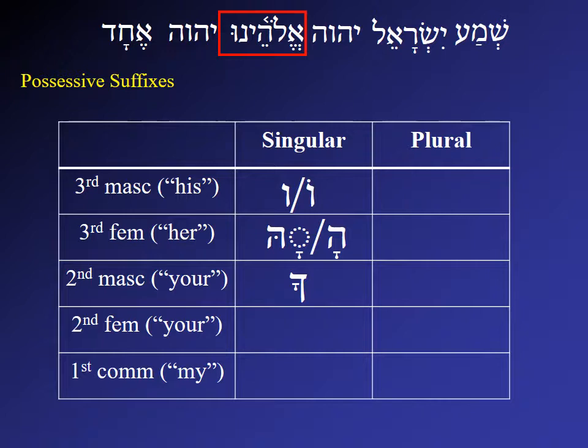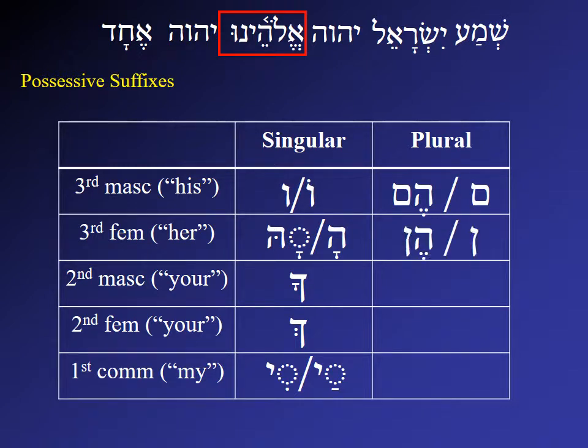Second masculine singular, your, kha, kaf with a little bow tie. Second feminine singular, kh, kaf with a little pearls. First common singular then is either e or i, and we'll talk about the difference later. Third masculine plural is hem or just mem. Third feminine plural, hen or just nun. Second masculine plural, khem. Again, kaf with a masculine mem. Khen, kaf with a feminine nun. And then first common plural, nu.